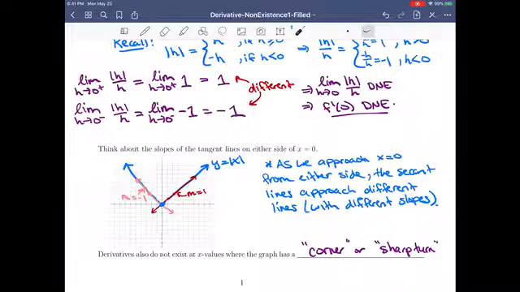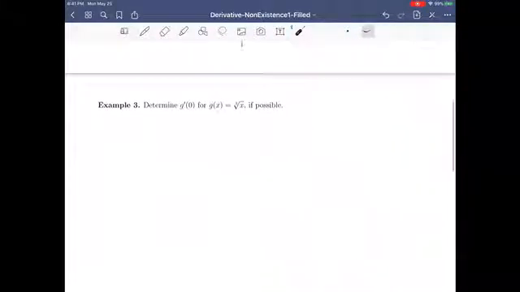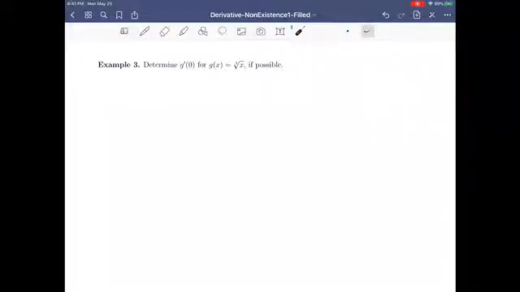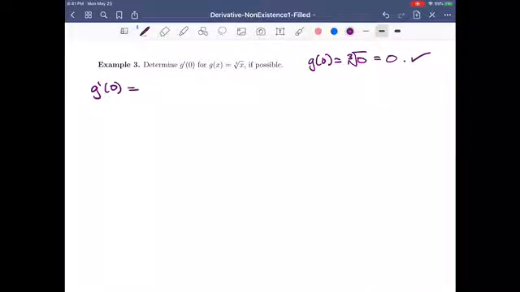Okay, let's see another example. Here our function g of x is the cube root of x, and again, we want g prime of 0. So, can we plug in 0? g of 0 is going to be the cube root of 0. Yeah, this is fine, that's 0. So it's in the domain, so that's good. Let's try and compute g prime of 0.